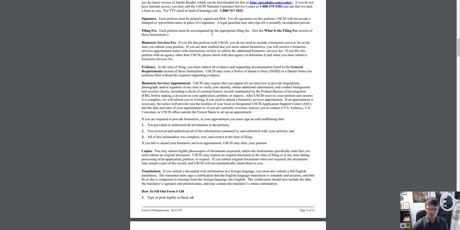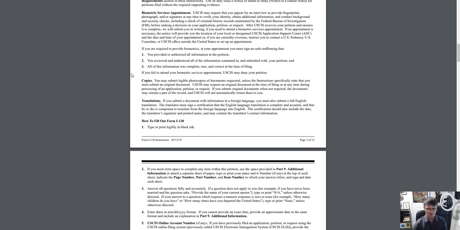Filing fee. Each petition must be accompanied by the appropriate filing fee. And what is the filing fee section? We're going to talk about the instructions of how much. We already said $535 if I remember correctly, and then obviously how to pay. And most of the times it's just a check, so nothing crazy there. And then there is the biometric service fee. Sometimes it's already included in the application. Again, we will see if there is a biometric service fee for this particular one.